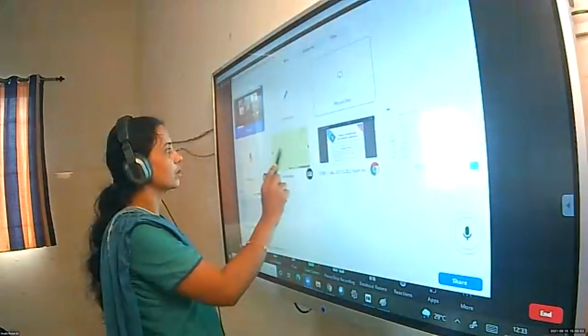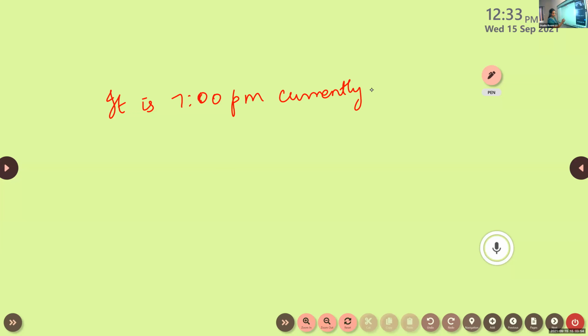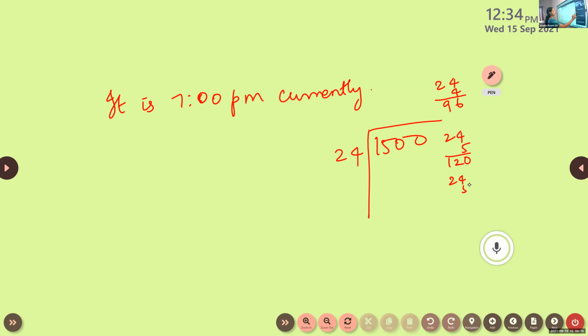So 1500, you divide it by 24 first. 1500 dividing by 24. How many times? Tell me, Karthik. 1500 and you divide it by 24. So 24 into 4 is 96. 24 into 5 is 120, isn't it? 24 into 6, 6 4s are 24. So how many times it will go?